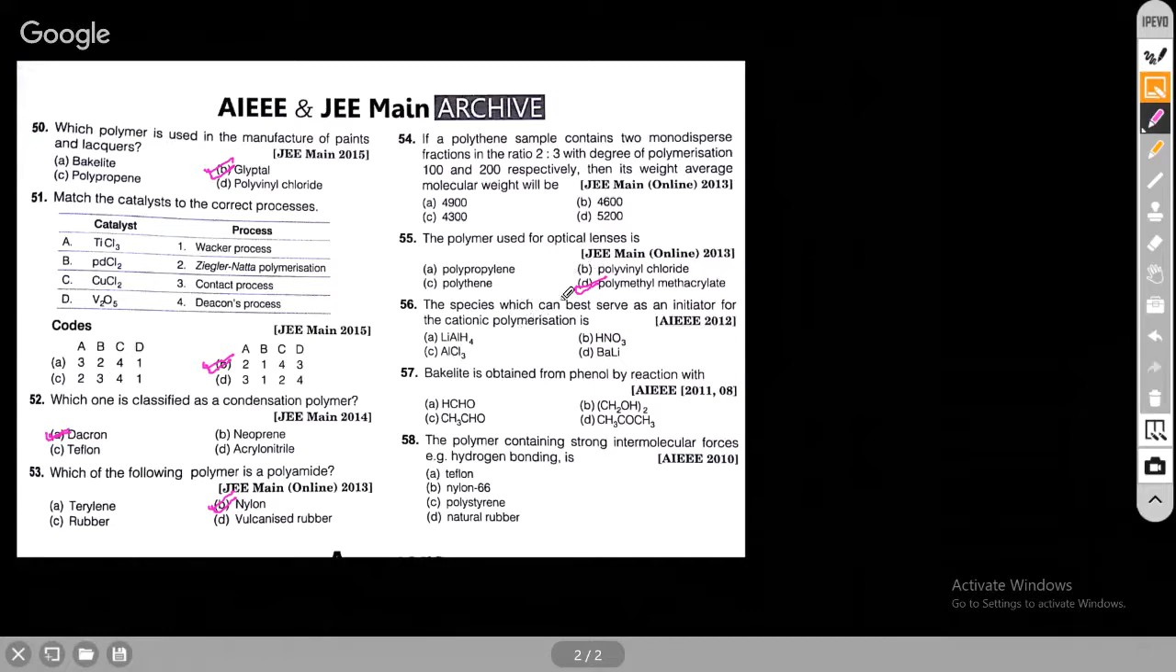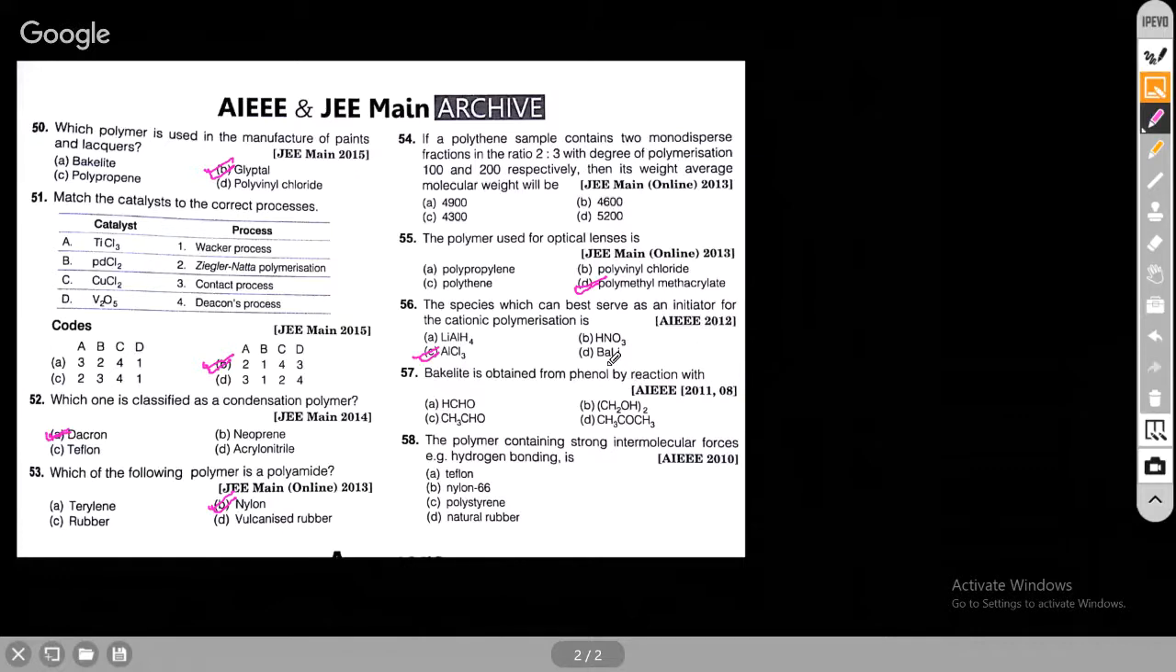56. Cationic polymerization. For cationic polymerization, we required what? Electron deficient species, right? For cationic polymerization, we required electron deficient species. And which one is electron deficient here? AlCl3. Yes, 56 is C.